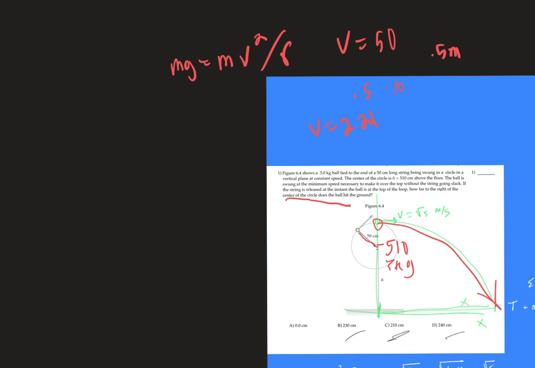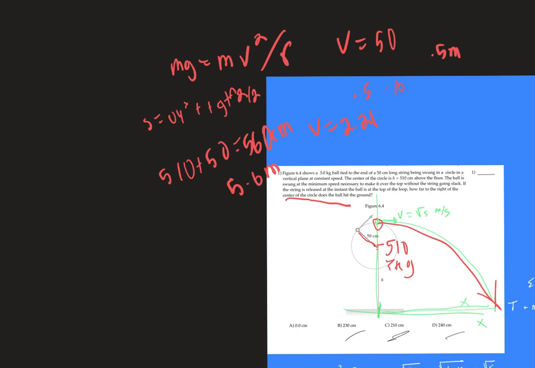So the distance, we're going to have to find the vertical component when the ball releases at the top. In order to do that, we find the equation of motion to find the time taken to reach the ground. So equation of motion, t over 2, 510 plus 50 is 560 centimeters. You turn it into meters, it equals 5.6 meters.